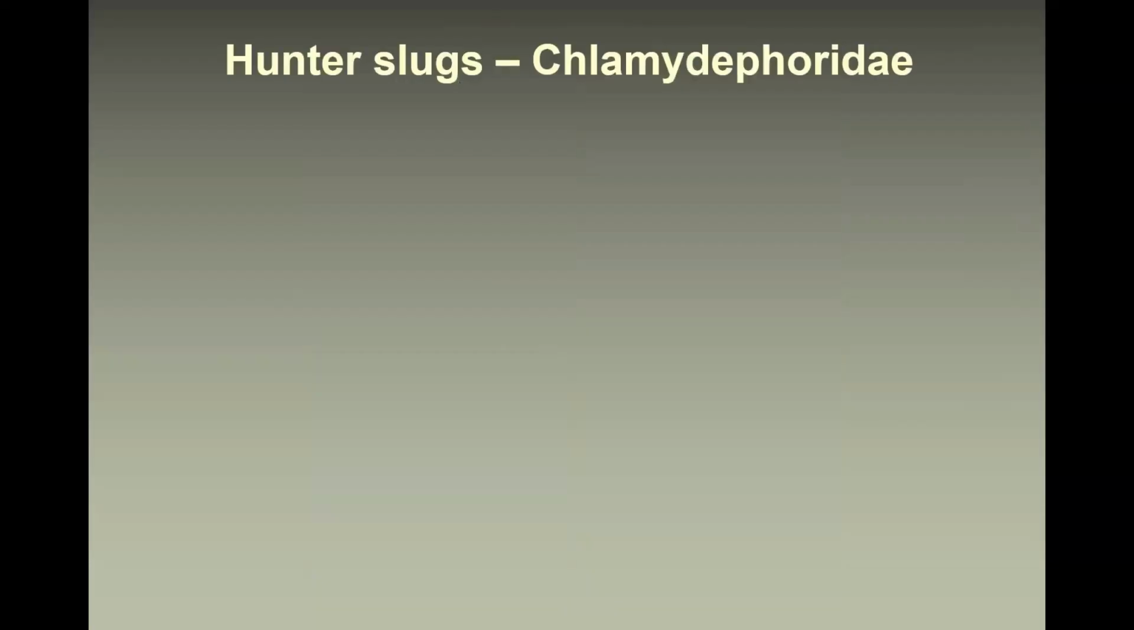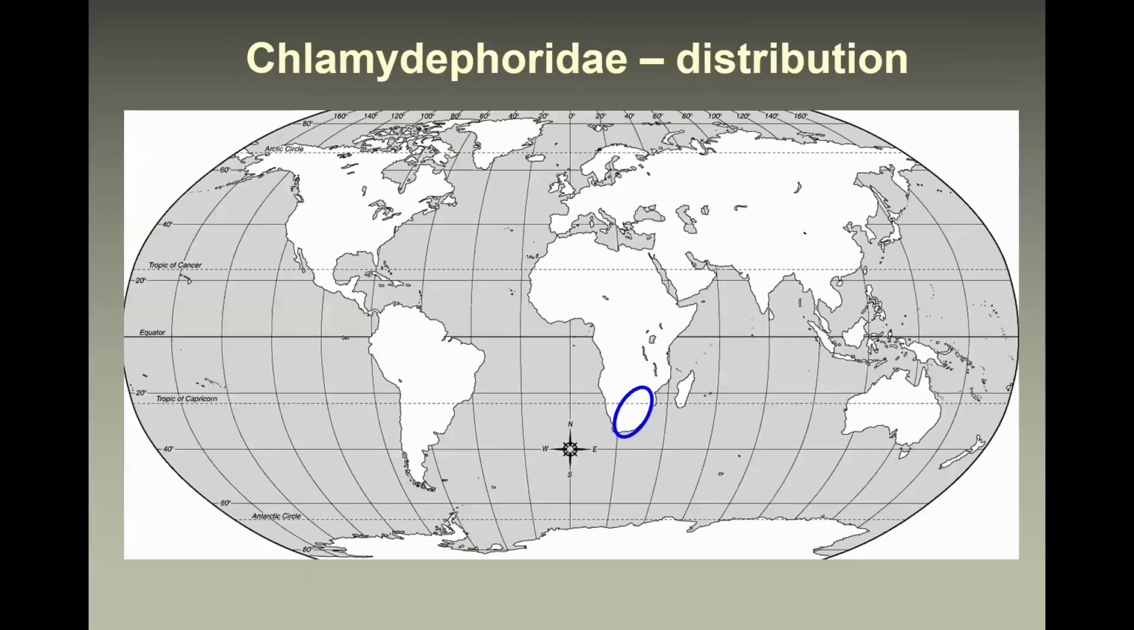Now, moving on to the hunter slugs. What's their distribution? Well, they are confined to southern Africa, ranging from the extreme western Cape through the eastern regions up into southern Zimbabwe. That's it. They're not known from any other parts of the world.